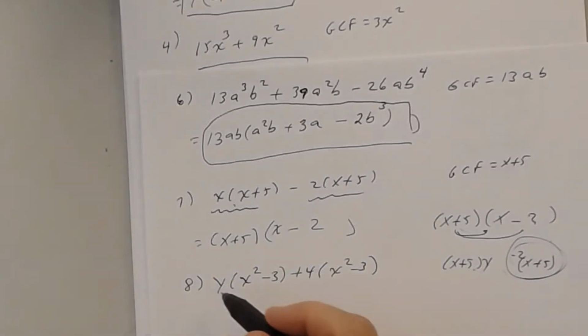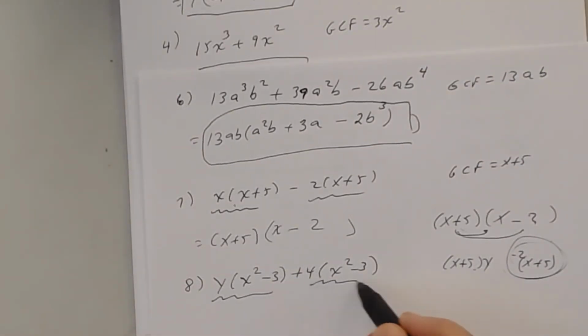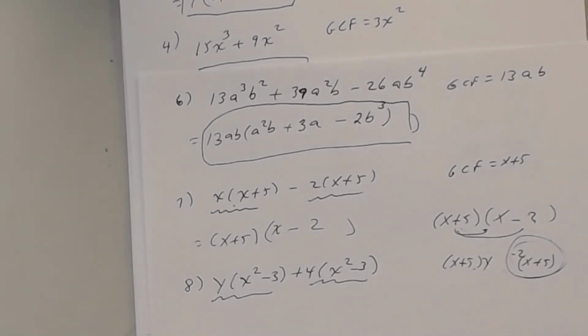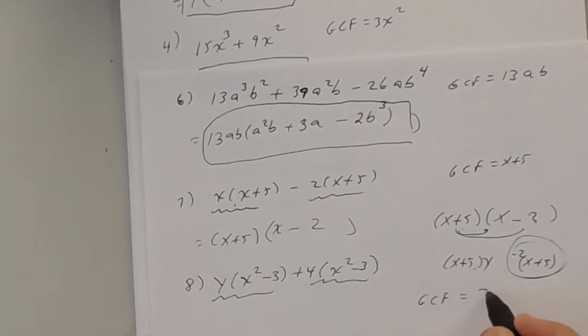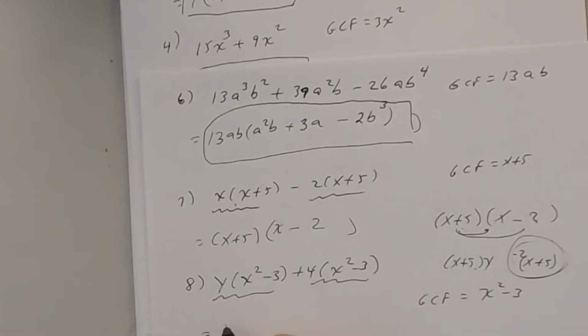So notice when I look at these two terms right here, what factor do those two terms have in common? X squared minus 3. So that's your GCF. So your GCF is x squared minus 3. So that goes out in front. That's your GCF. But you're going to put that in parentheses.